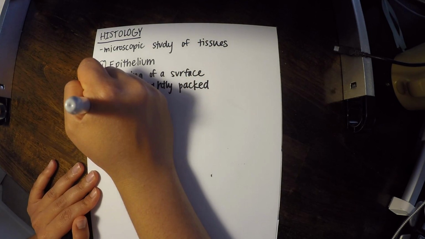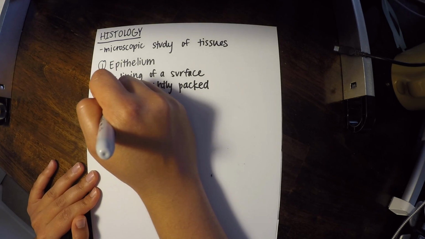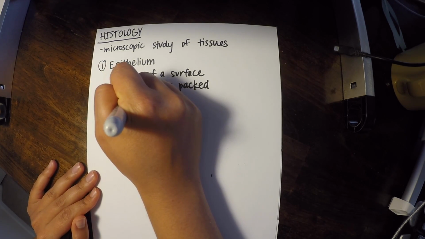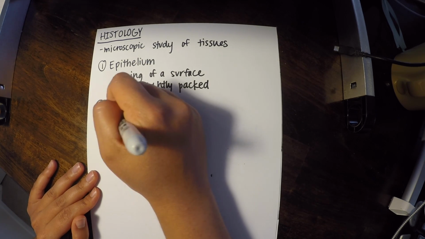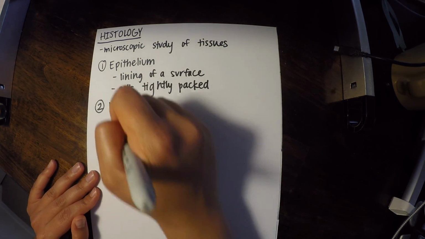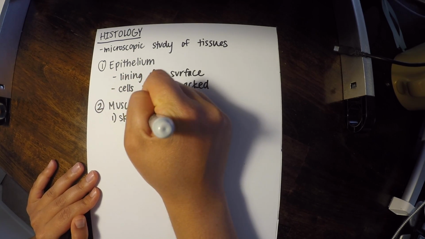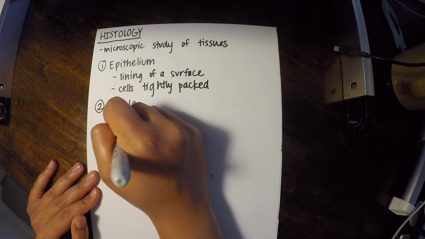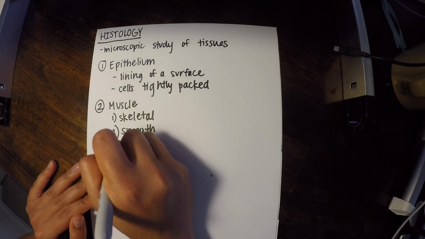Now, the second type of tissue is called muscle tissue. And within that, there are 3 different types. We're going to have skeletal muscle, smooth muscle, and cardiac muscle.